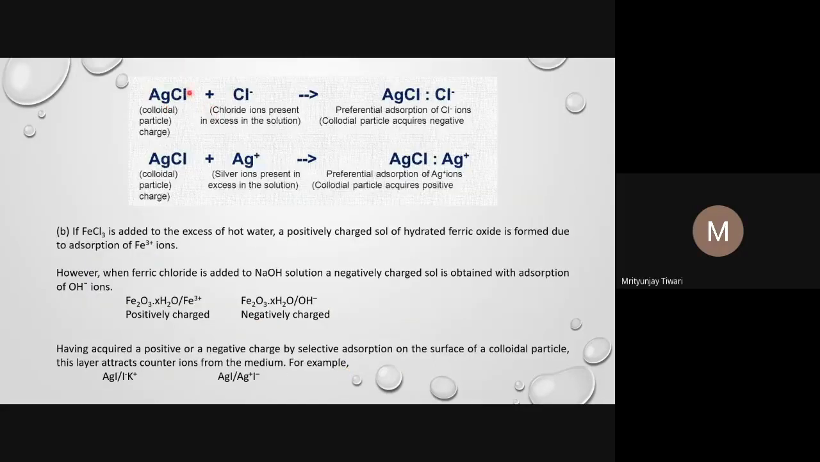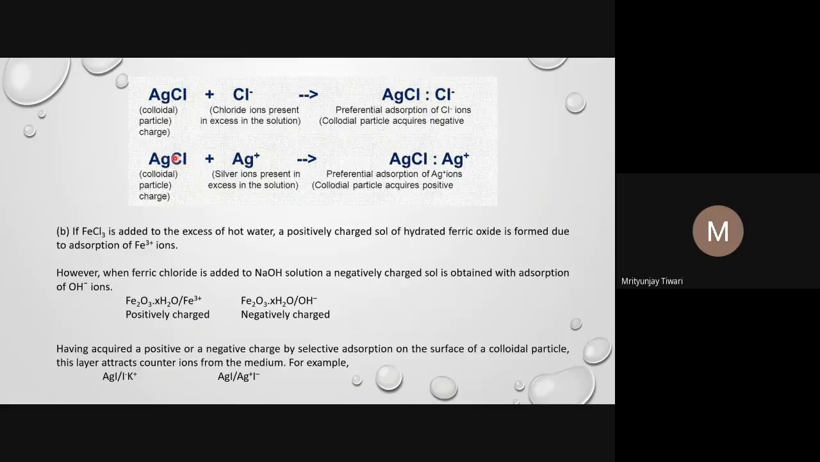Similarly, suppose AgCl is present in the form of colloidal particles and the dispersion medium contains chloride ions in excess. Then the chloride ion will be adsorbed by AgCl, so there is preferential adsorption of chloride ions and the colloidal particles acquire a negative charge. However, if silver ions are present in excess in the solution, Ag+ is common to AgCl and will be adsorbed. If the cation K+ is there, the K+ ion will not be adsorbed by it.